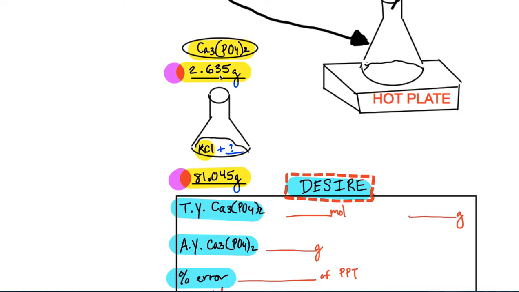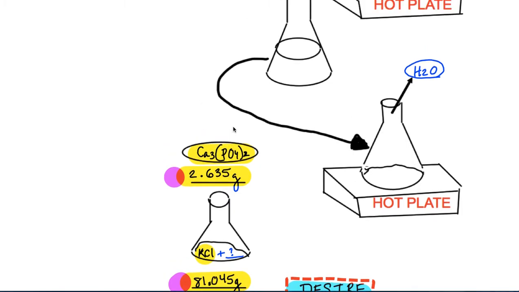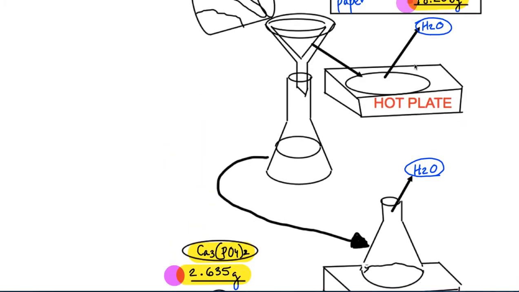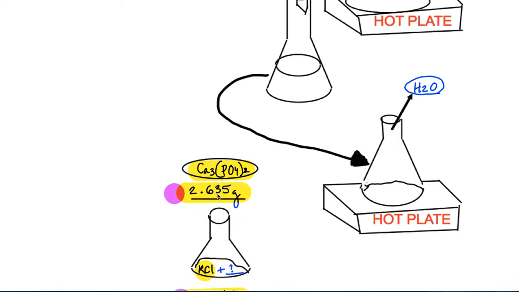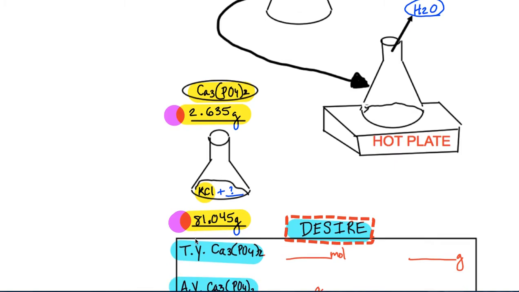You would also need to know the mass of the filter paper after you dehydrated it. So after it's on a hot plate, you boil off the water, the mass of your filter paper is something that you're going to need to know. So that is given, but it would also be required. So it's 2.635 grams with the salt and the filter paper. And I also gave you the mass of the flask after you dehydrated the water from the flask, and it's 81.045 grams.